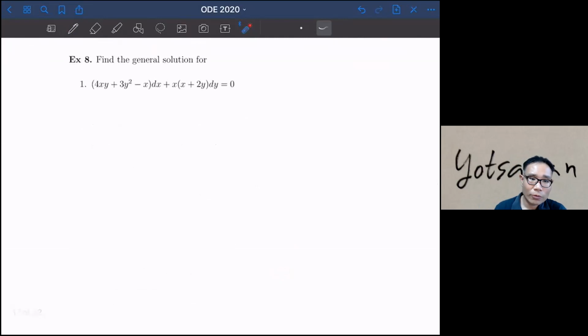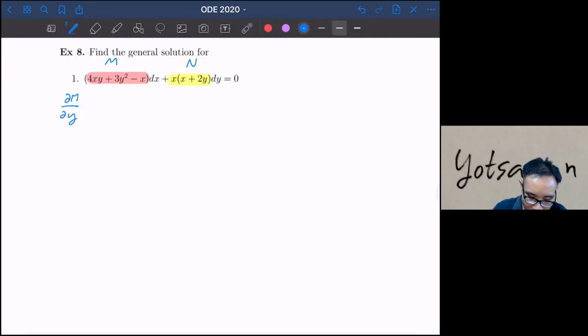For this one, you would get m, so you would get m and n respectively in this way. Let me highlight this one for m and for n. So you would have your m and your n. So you get dm dy.